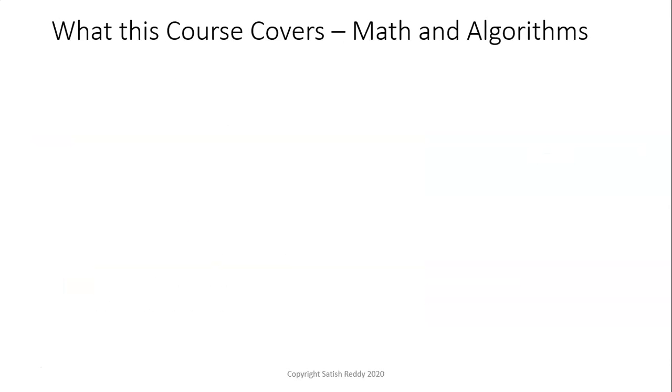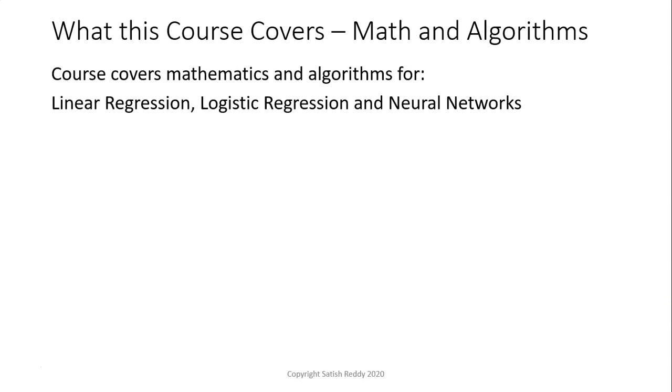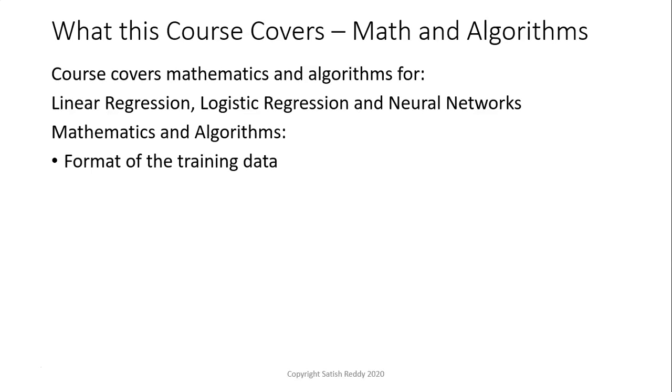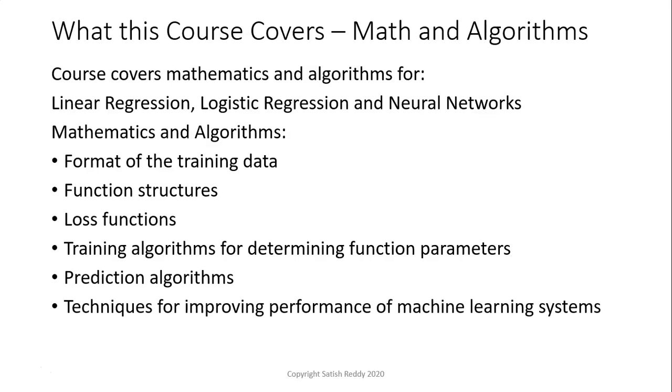Okay, so what this course covers: the math and algorithms. We're going to go over the math and algorithms for linear regression, logistic regression, and neural networks. We're going to look at the format of the training data, the function structures, the loss functions, the training algorithms for determining the function parameters, and then prediction algorithms. And then we're also going to talk about techniques for improving performance of machine learning systems.